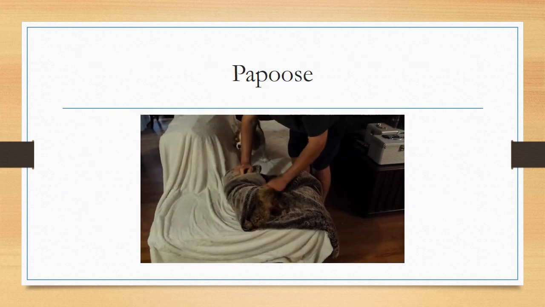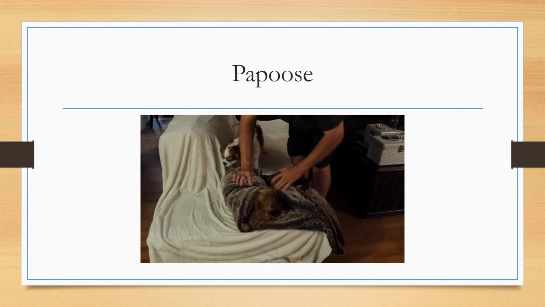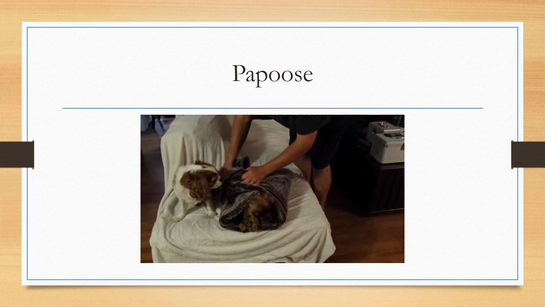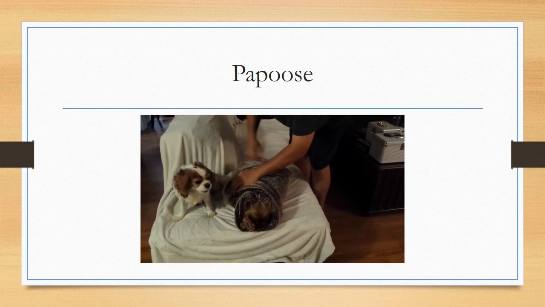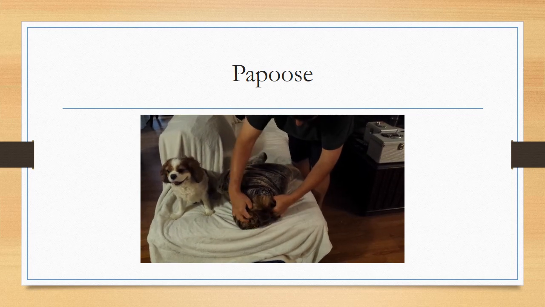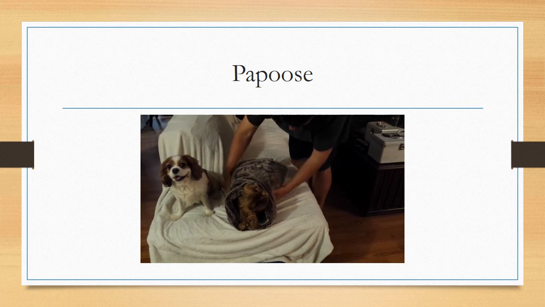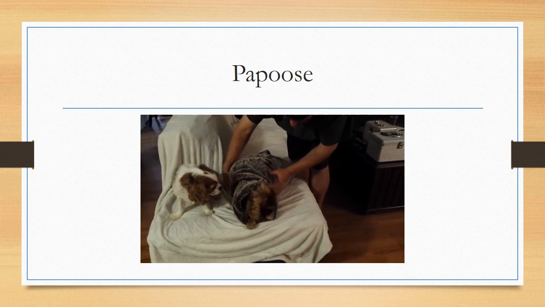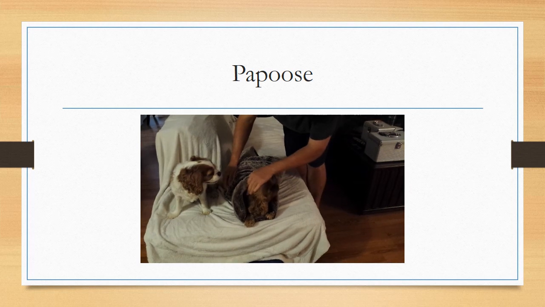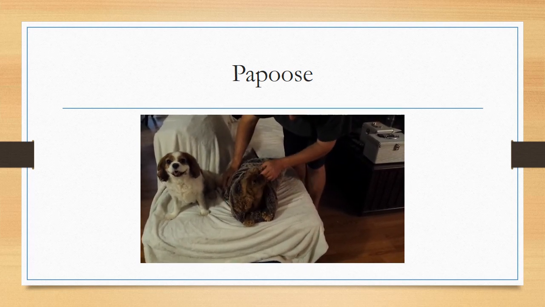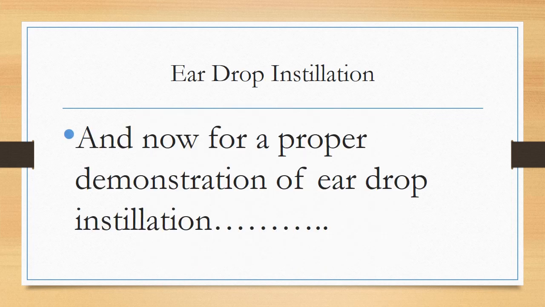Sometimes with small children, it can be difficult to administer eardrops. One way that you can prevent them from moving around during the installation of the eardrops for their own safety and for your safety is to papoose them. Papoose them gently in a sheet or towel so that you can safely administer eardrops. And now I will properly demonstrate how to administer eardrops.